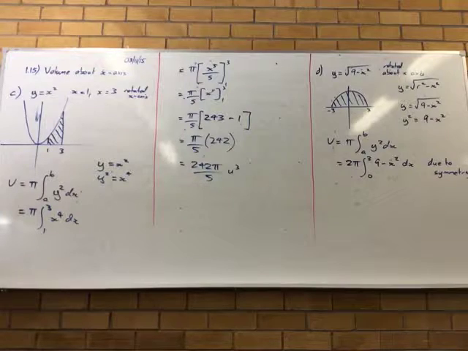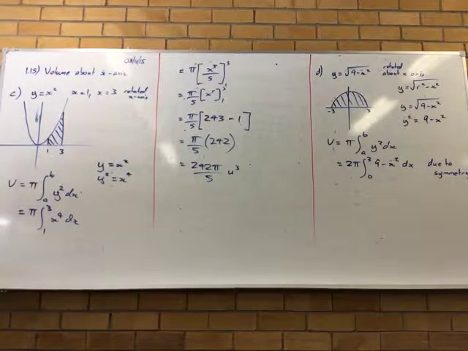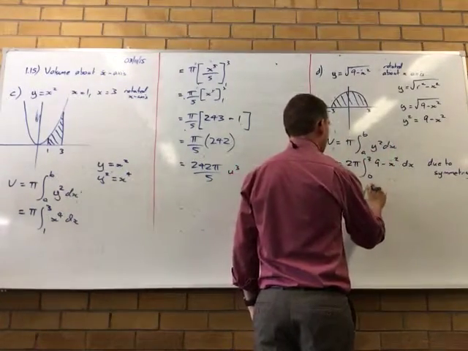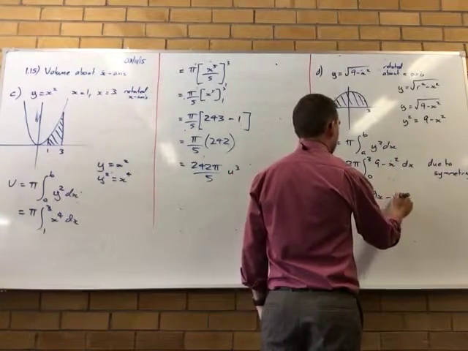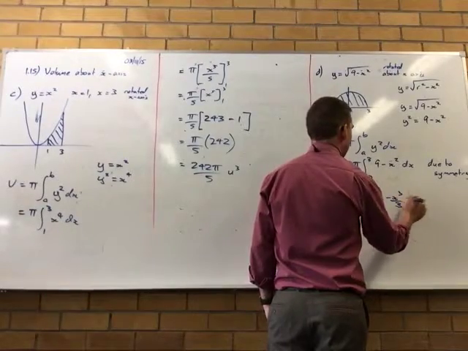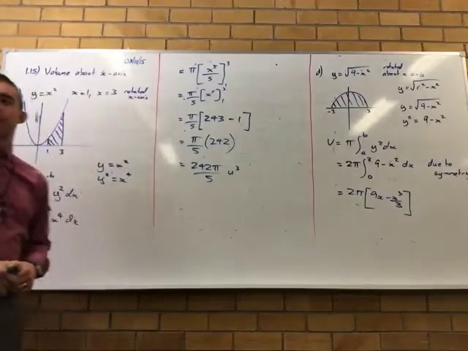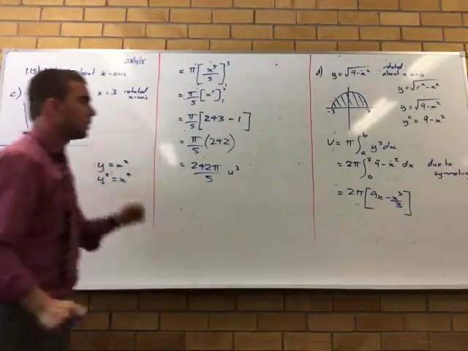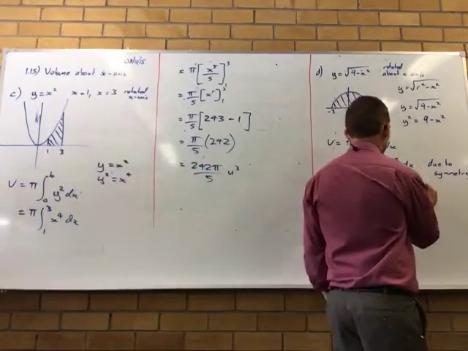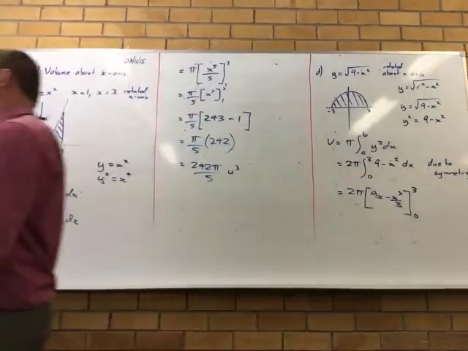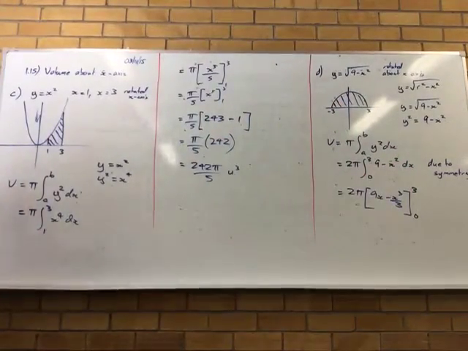HSC markers would really like to see that. Okay, so 2 pi, 9x take away x cubed on 3. So we should know how to integrate, which is now looking at application. This forms a very, very important part of your HSC integration for all your courses.